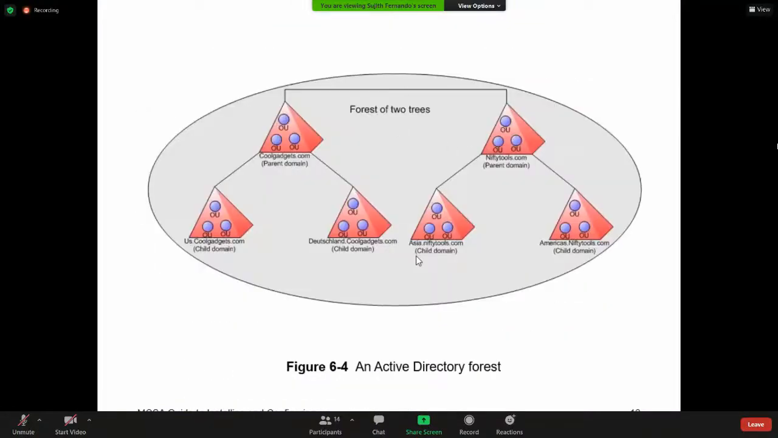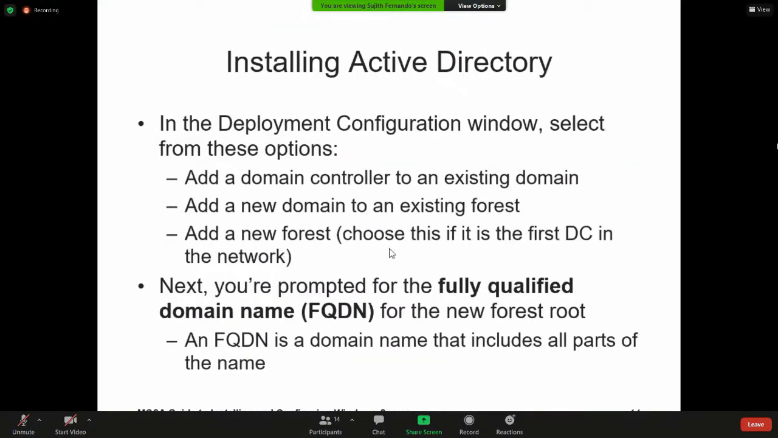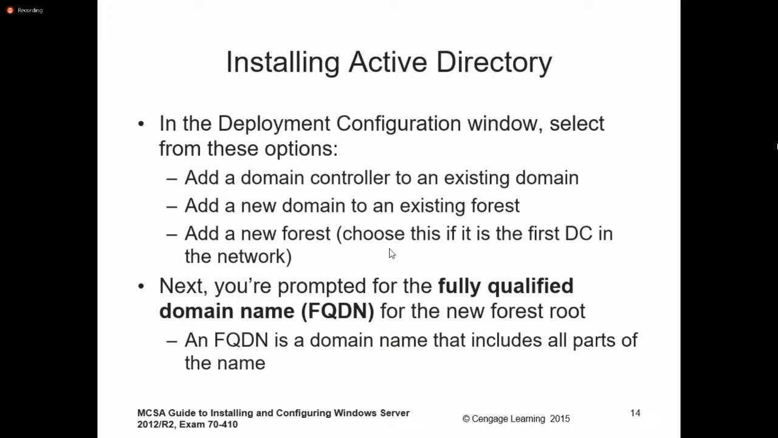Existing forest, or you can add a new forest. So adding a new forest usually happens if this domain controller is the very first in the network, right? That means this is the first time you are adding a domain controller to a network. So then you have to have a new forest. Otherwise, you usually add it to the same forest, right?